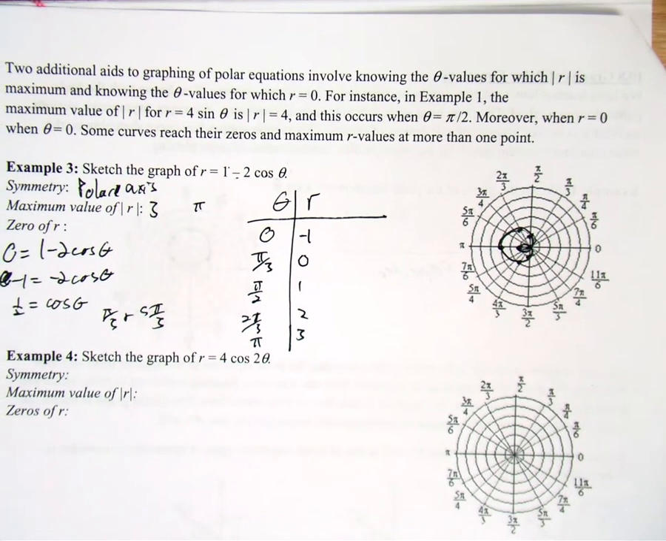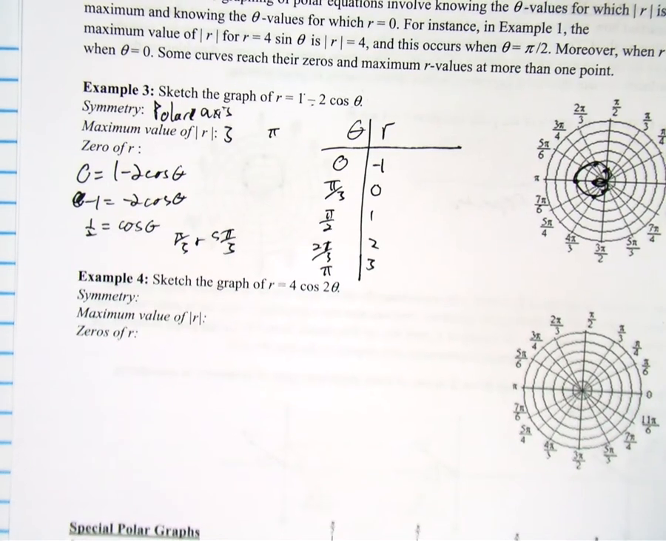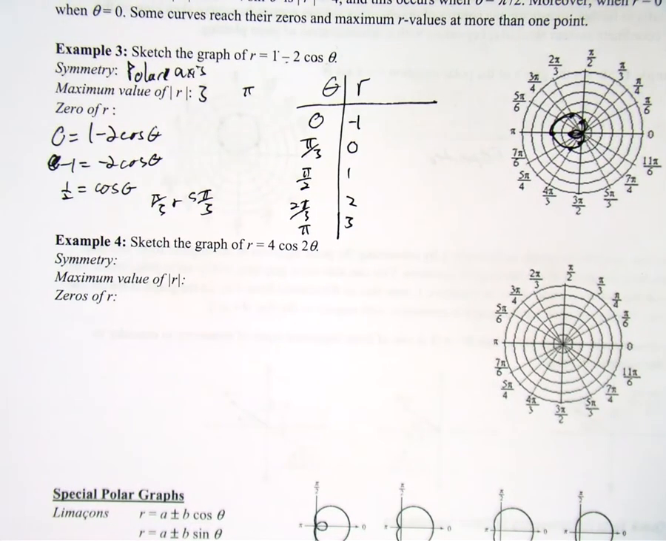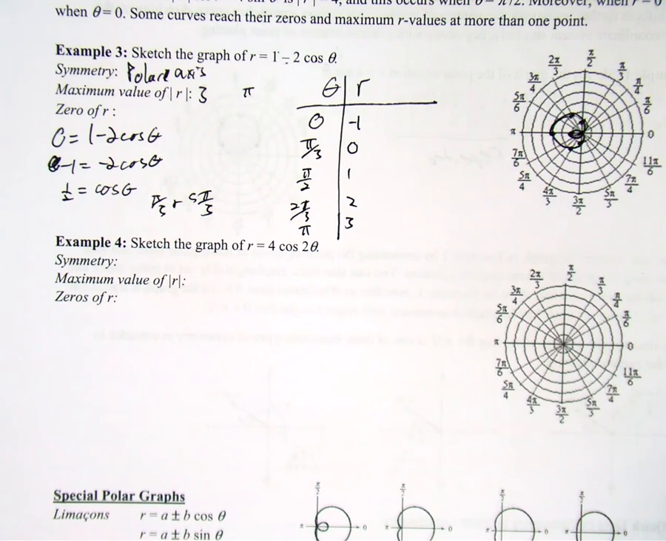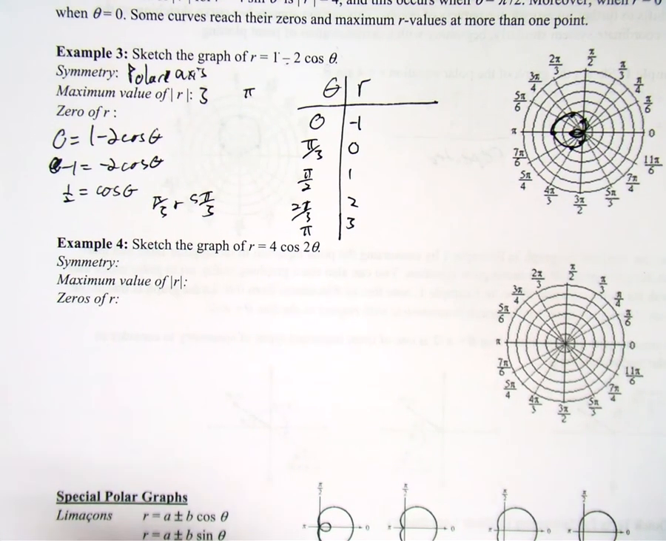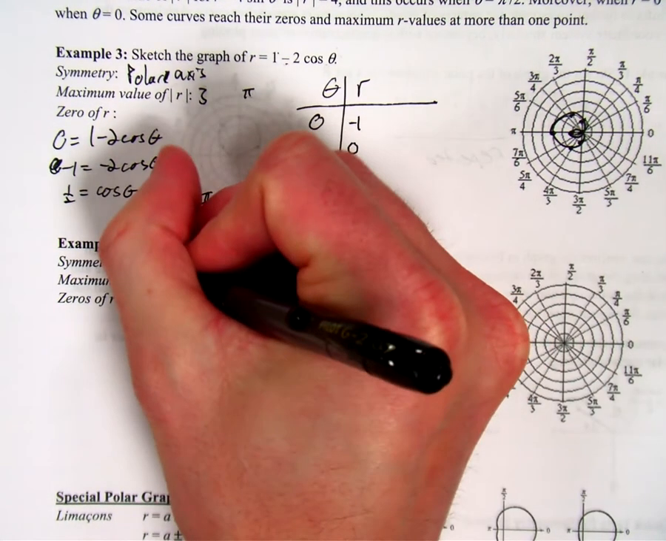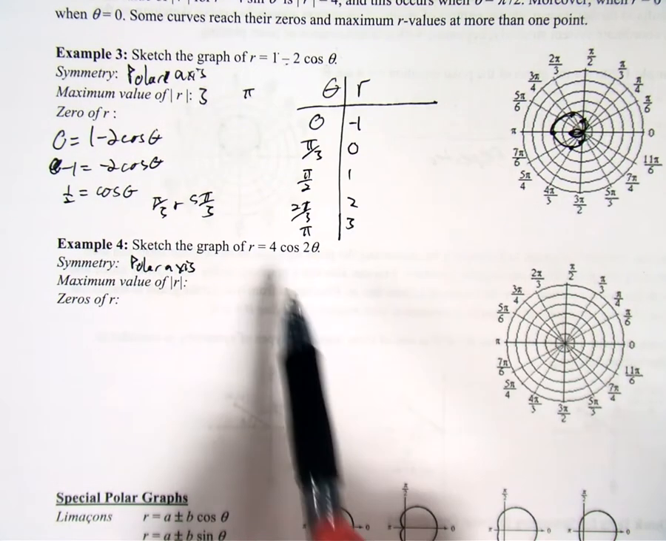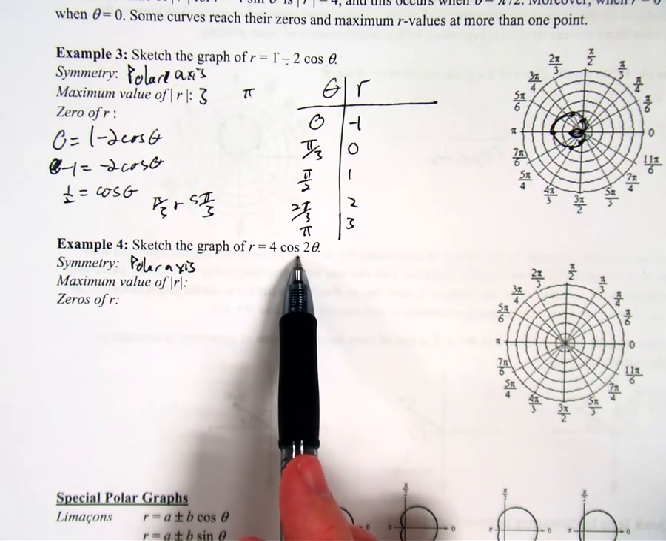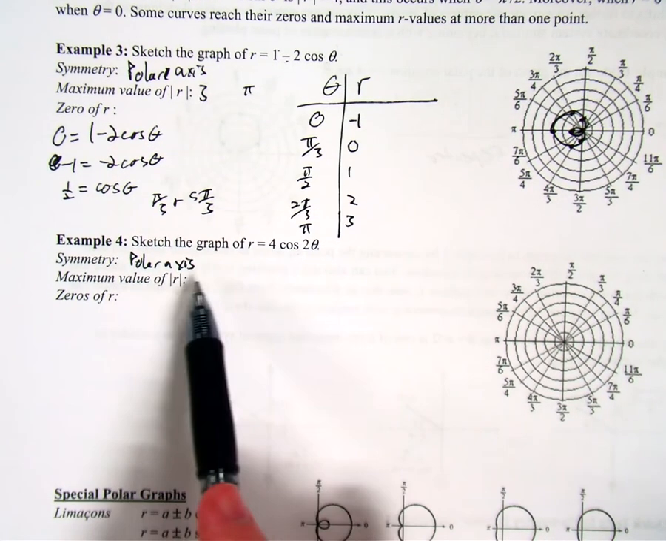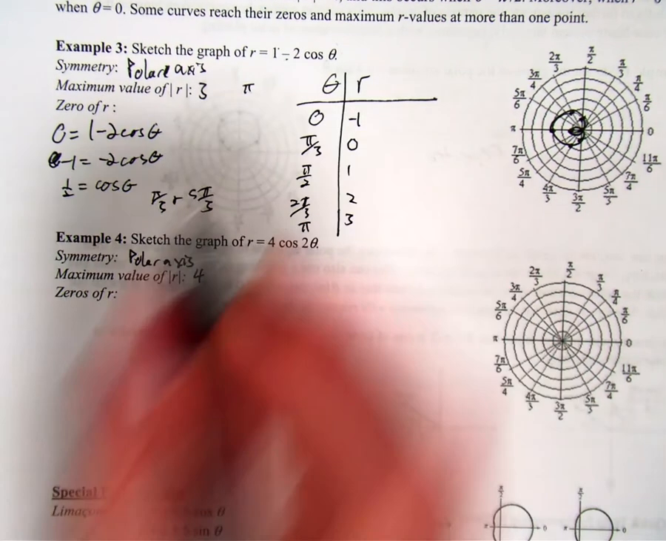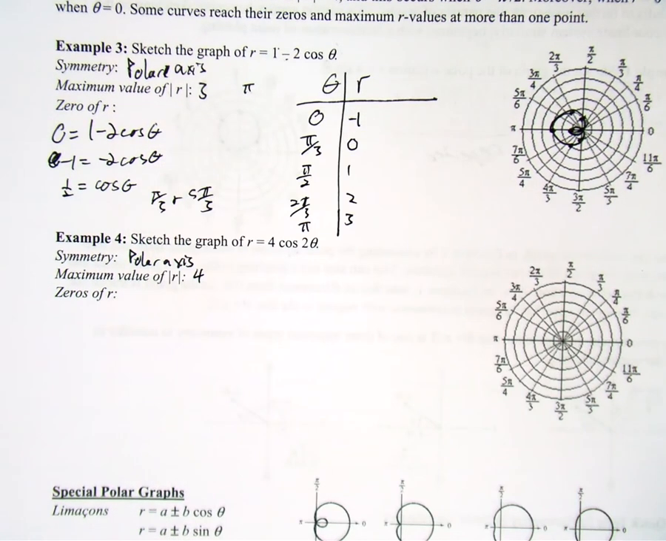Another one. We got r equals 4 times cosine of 2 theta. What's this going to give us? So it's dealing with cosine, so again, we're going to have polar axis symmetry. The biggest thing cosine can be is 1 or negative 1, times 4 is going to be 4 or negative 4. Absolute value, that's going to be 4. Where does that happen?